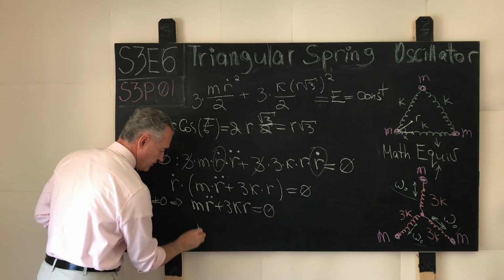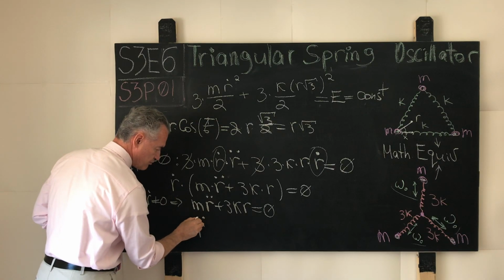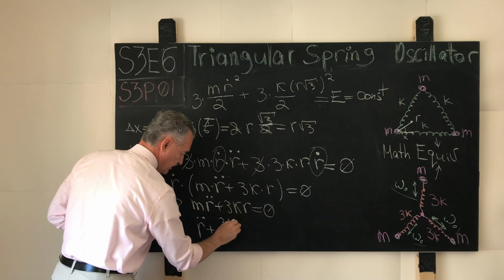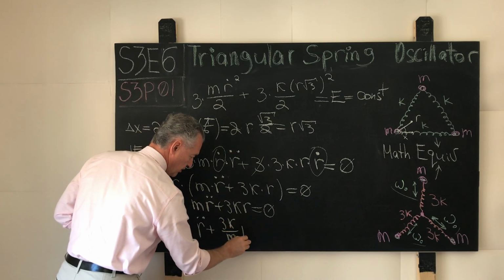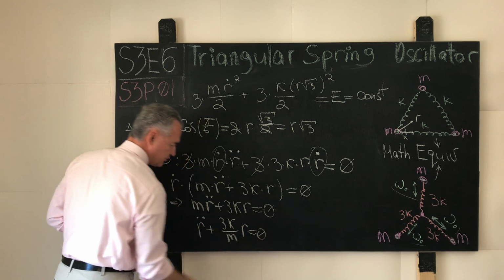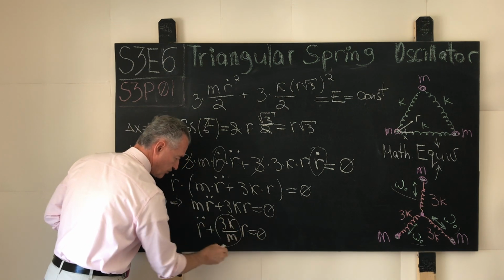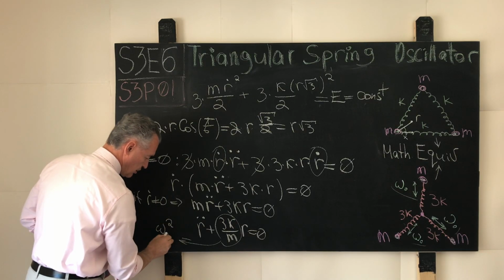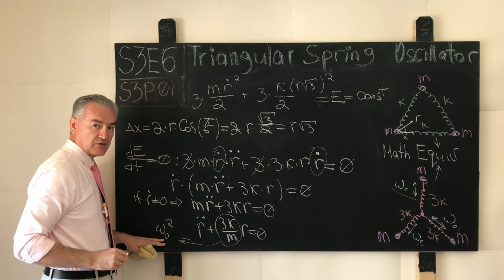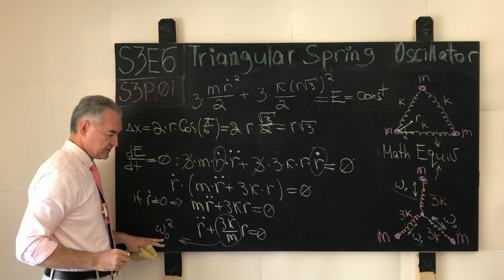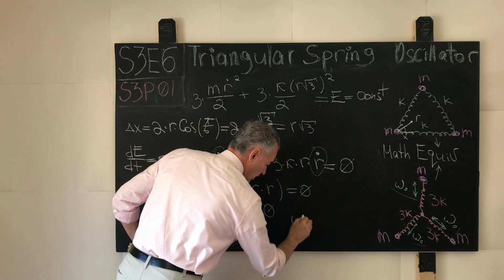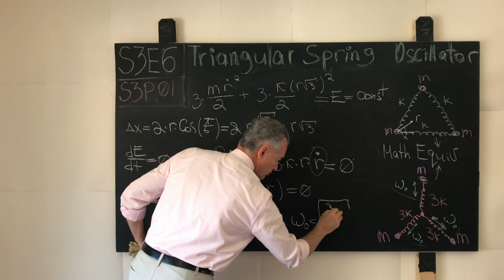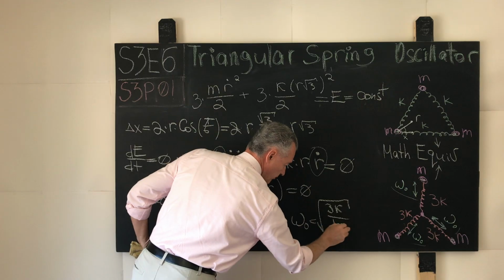m is not 0. We divide this equation through by 1 copy of m and obtain r double dot plus 3k over m times r equal to 0. And this guy precisely over here is our square of the cyclic frequency of the system that oscillates. So here again, the sought after cyclic frequency is given by square root of 3k over m.